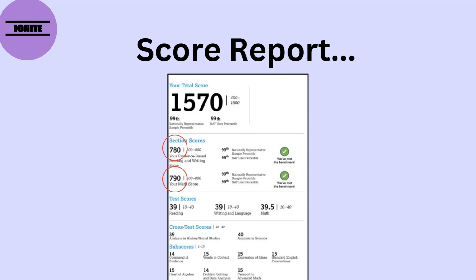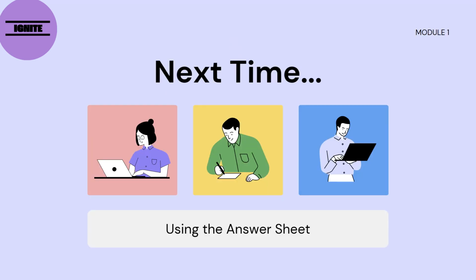If we look at the test scores, we can see 39, 39, and 39.5 for reading, writing and language, and math. Now, these are the same test scores we inputted into our table beforehand. And if we look even closer, we can look at the cross-test scores, such as the analysis and history.